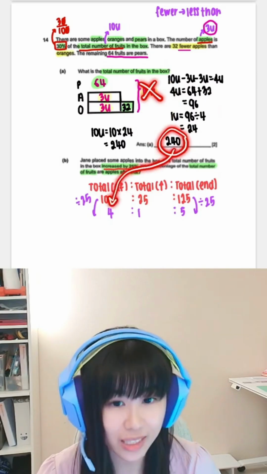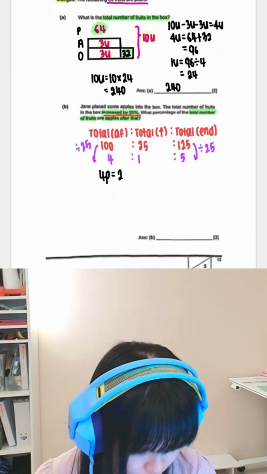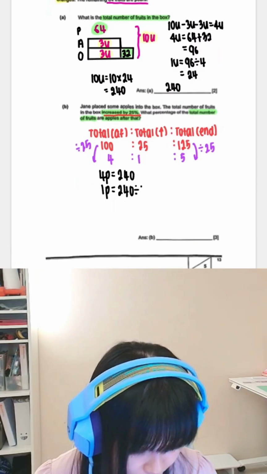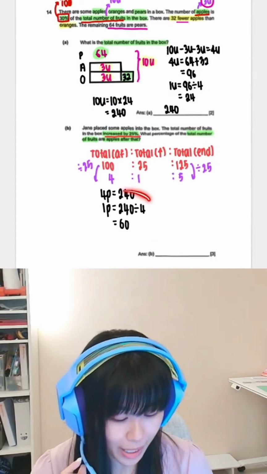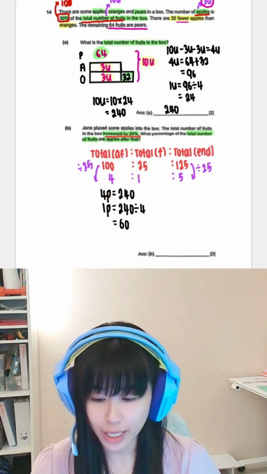I now use parts. I use it as 4 parts. Okay? 4 parts is 240. So 1 part will be 240 divided by 4, you will get 60. 1 part is 60. This is the increase for the total in the end.